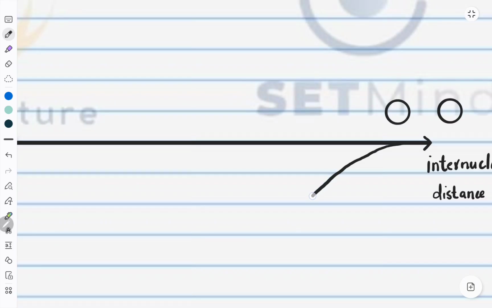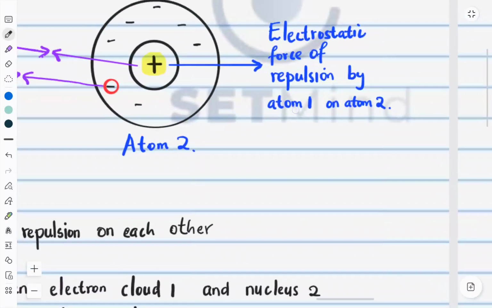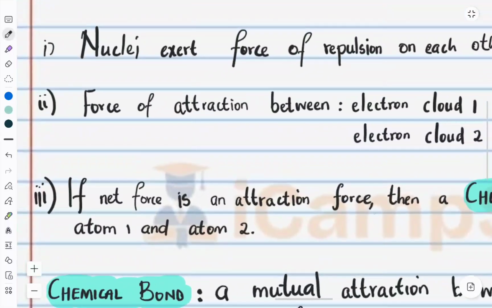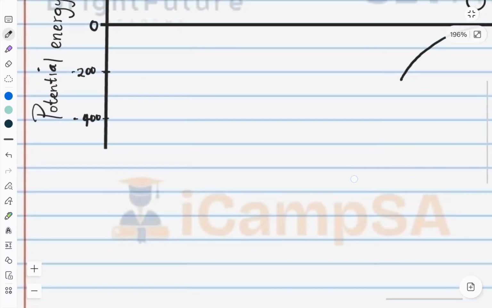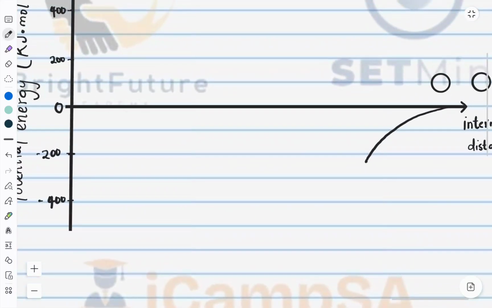As they come closer, the potential energy keeps dropping. So why is it dropping? As they come closer, the forces of attraction and repulsion now get affected. Both atoms are now exerting forces of attraction and repulsion on one another. Remember what we said previously: if this net force is that of an attraction force, then these two atoms will form a chemical bond. So effectively, they want to form this chemical bond.